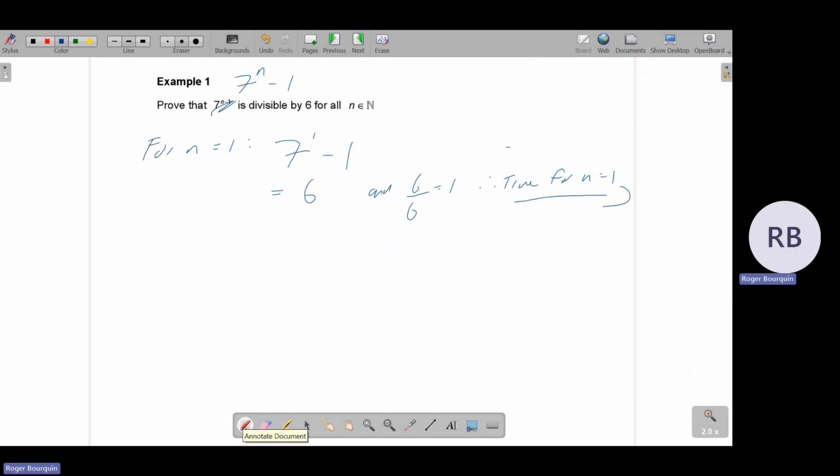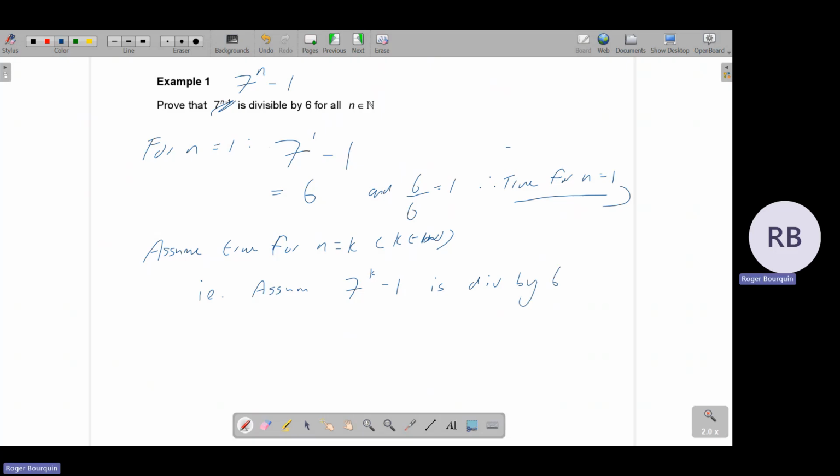What I have to do now is assume what? Assume true for n is equal to k. Okay, so what is our assumption? I assume that 7^k minus 1 is divisible by 6.